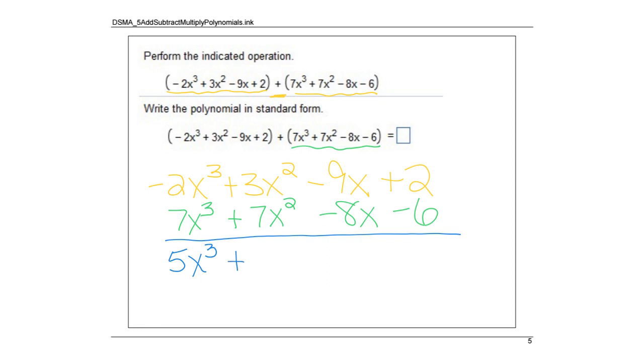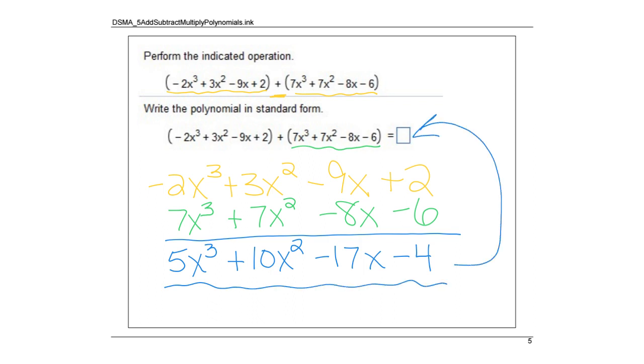All right, then I have 3 plus 7, so that gives me 10x squared. Here I have negative 17x, and finally minus 4. All right, so all of that is my answer. I'm going to have to put that whole thing into the box. So it actually takes longer to type it into the computer than it does to find the answer.